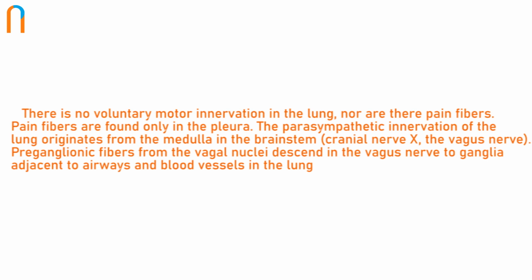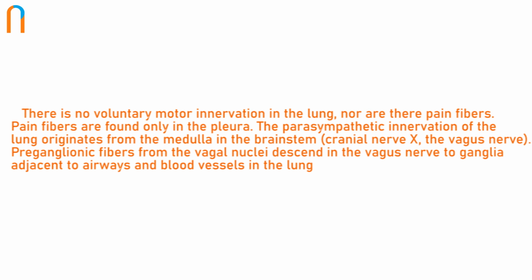There is no voluntary motor innervation in the lung, nor are there pain fibers. Pain fibers are found only in the pleura. The parasympathetic innervation of the lung originates from the medulla in the brainstem, cranial nerve 10, the vagus nerve.